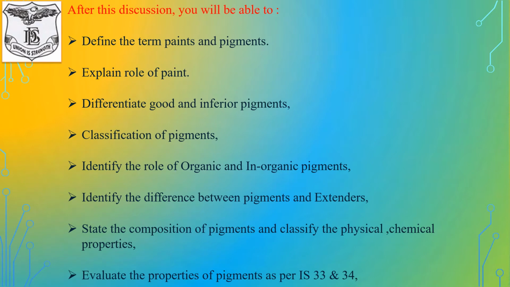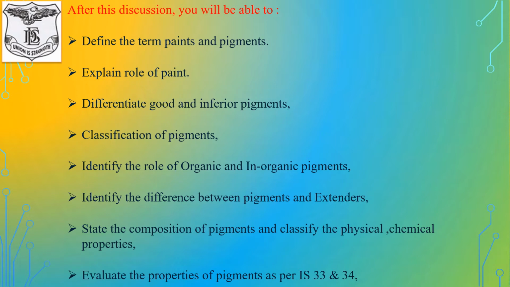After this session, we will be able to define the term pigments and paints, explain the role of paint, and differentiate good and inferior pigments, because in the current situation there are so many pigment manufacturers. Then how will it be classified as a good pigment and a bad pigment? As per the requirement, we have to select different types of pigments as per the performance required, quality of paint required, and application areas. Then we'll discuss classification of pigments.